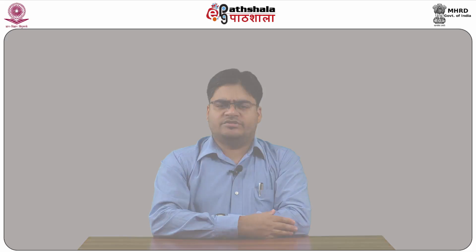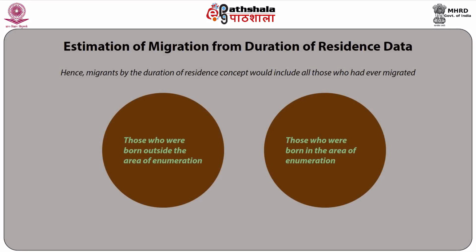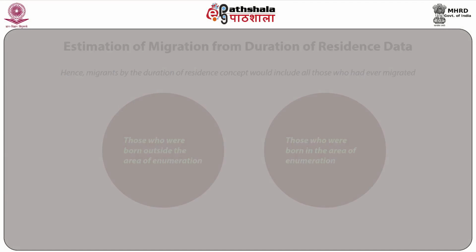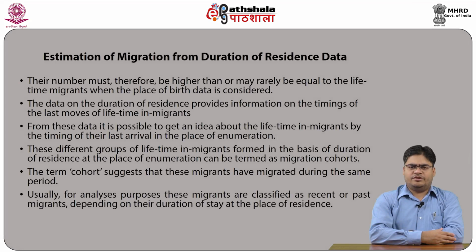Hence, migrants by the duration of residence concept would include all those who had ever migrated, that means those who were born outside the area of enumeration, and those who were born in the area of enumeration but have lived for some time outside it, that means returned migrants. Their number must therefore be higher than, or may rarely be equal to, the lifetime migrants when the place of birth data is considered.